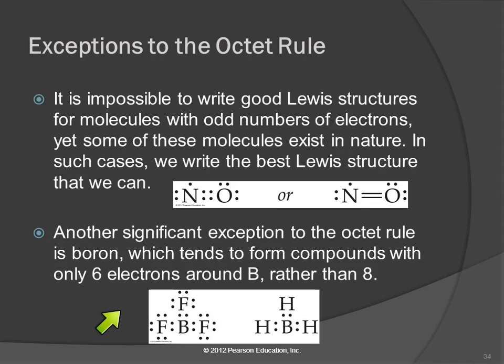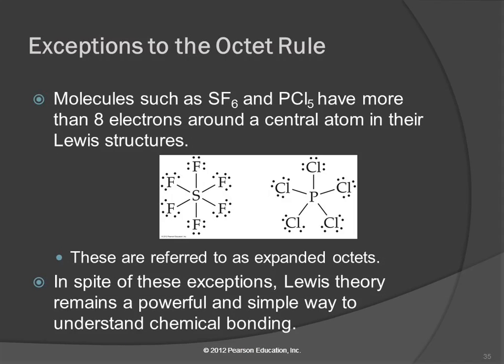Another exception is boron. Boron tends to form compounds where the boron only has 6 electrons instead of 8. He's one of those little guys. He's element number 5, and he's kind of stuck there in the middle of period 2. And so he tends to form compounds where he only has 6 valence electrons, and he's okay with that. He's willing to settle for 6. So that's one of the common situations we'll see where we have less than 8. So boron trifluoride, boron trihydride, we got 6.